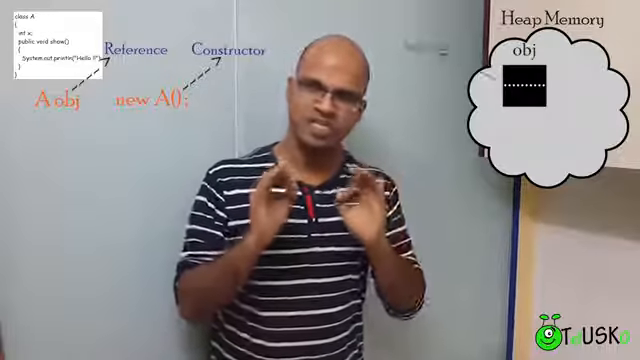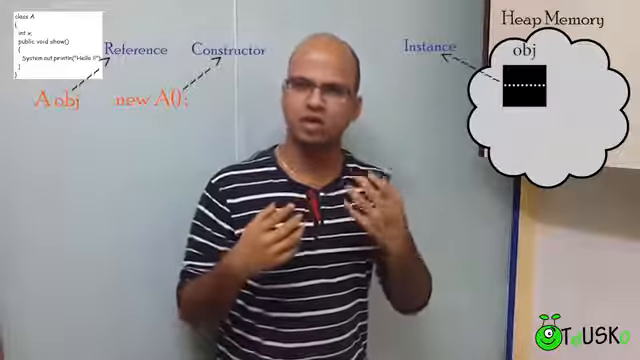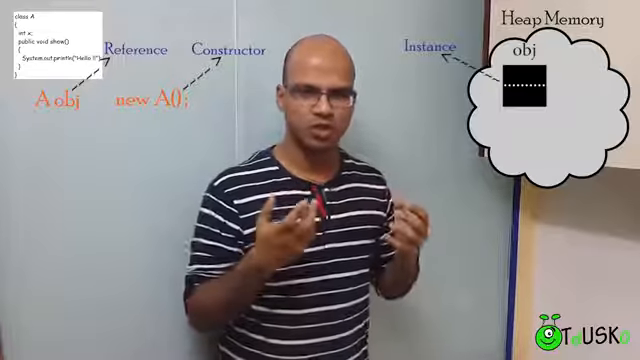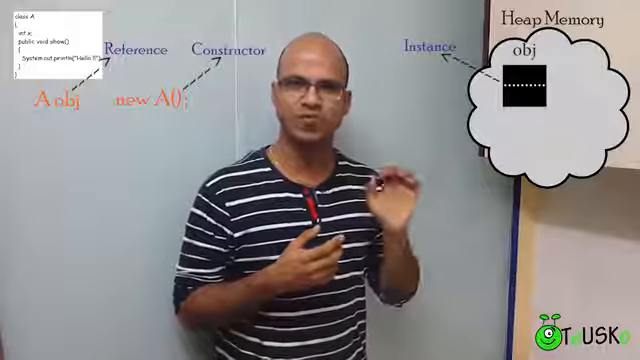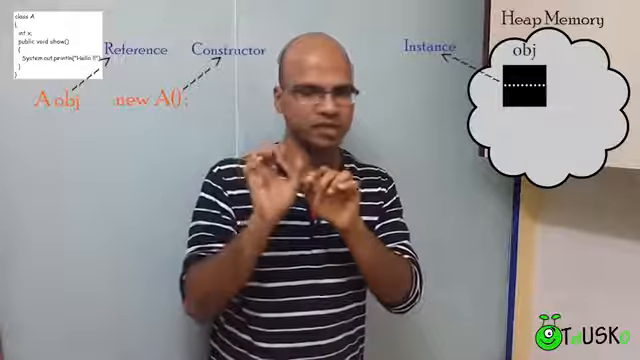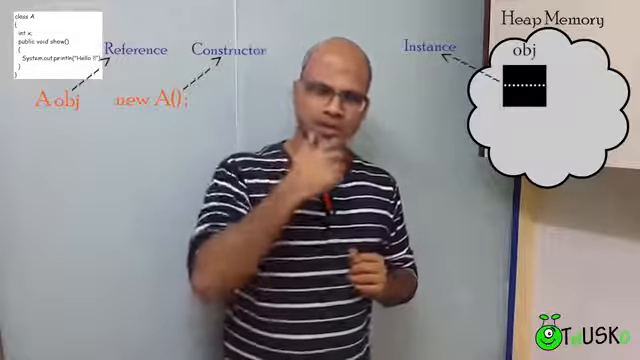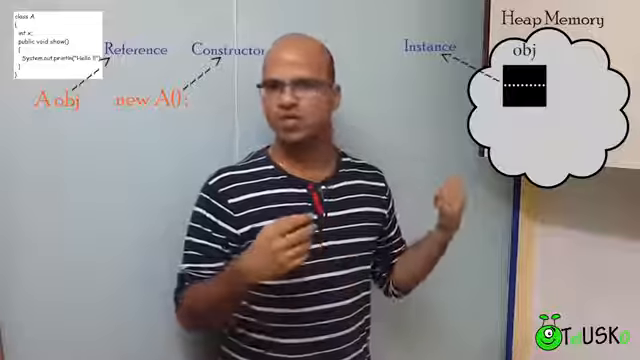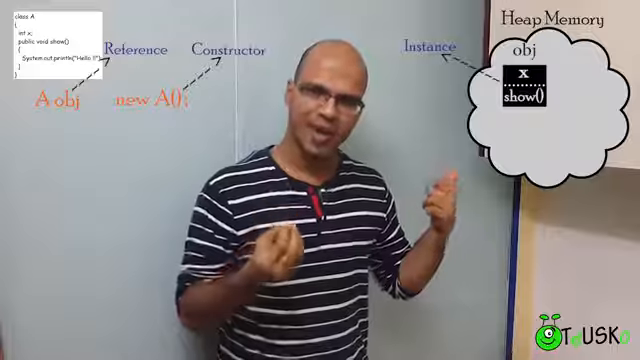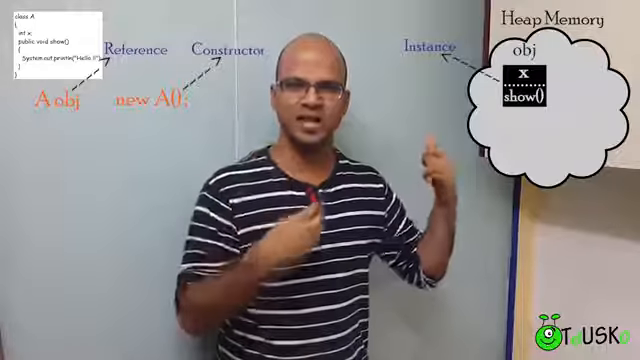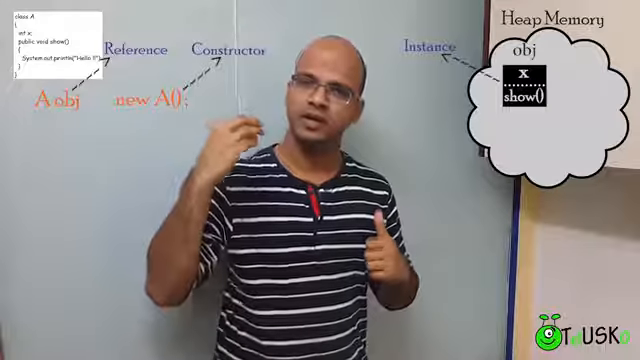Now that object in Java is called an instance. Whenever you say object, we are actually talking about instance. So we want to create an instance there, and to create that instance we have to mention new A(), which is a constructor. But now let's say in that object we have two things. We'll be having variables and we'll be having methods, right? Now in order to access that variable x, in order to access that method show, we need to create a reference.